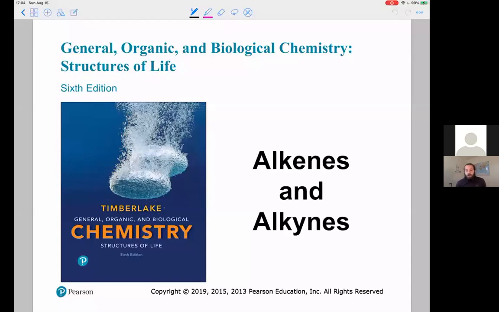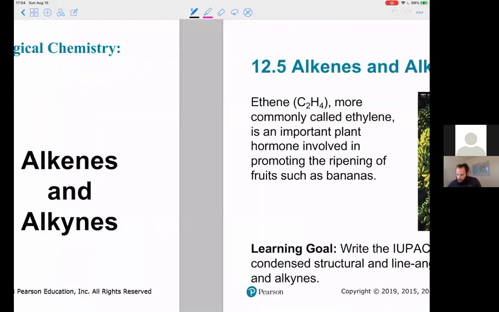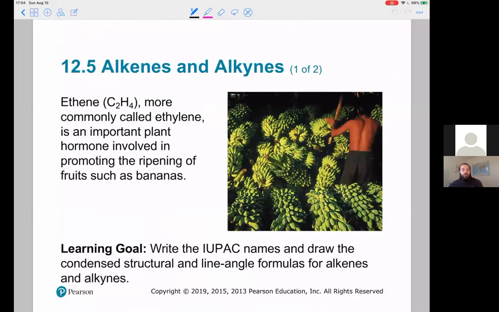Okay, so now we're going to talk about the other types of hydrocarbons that exist, which are alkenes and alkynes. Remember that alkanes consisted of all single bonds. Alkenes and alkynes will have double and triple bonds. That's where we're going here. Alkenes and alkynes are also widely found in nature.